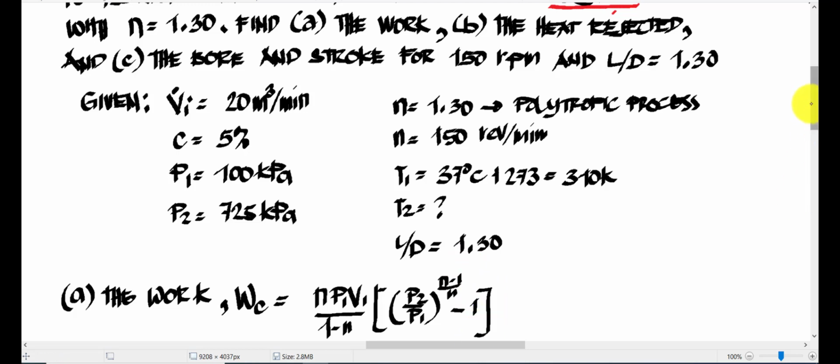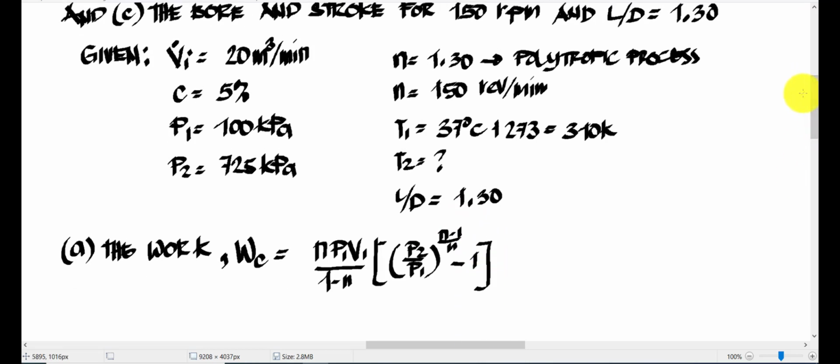Looking at that, let's check if we can compute the work of the compressor now. We have the value of n, which is 1.3, and for your P1, the initial pressure, we have 100 kPa.